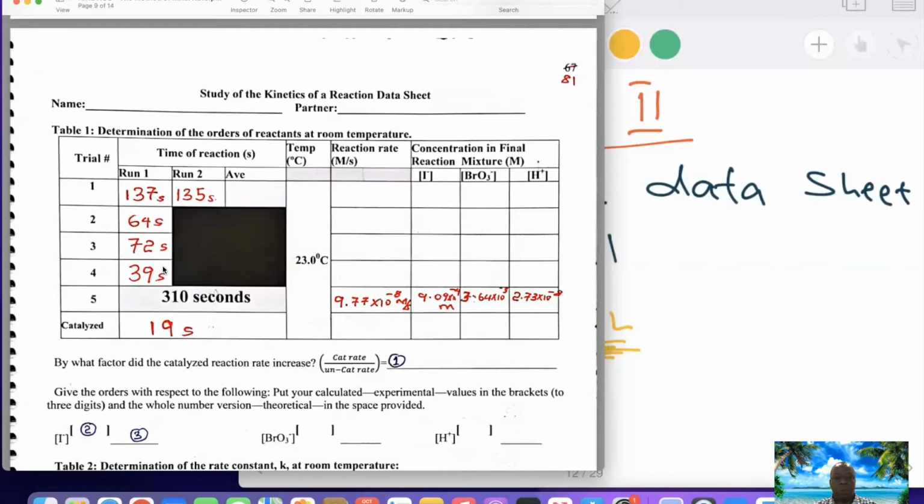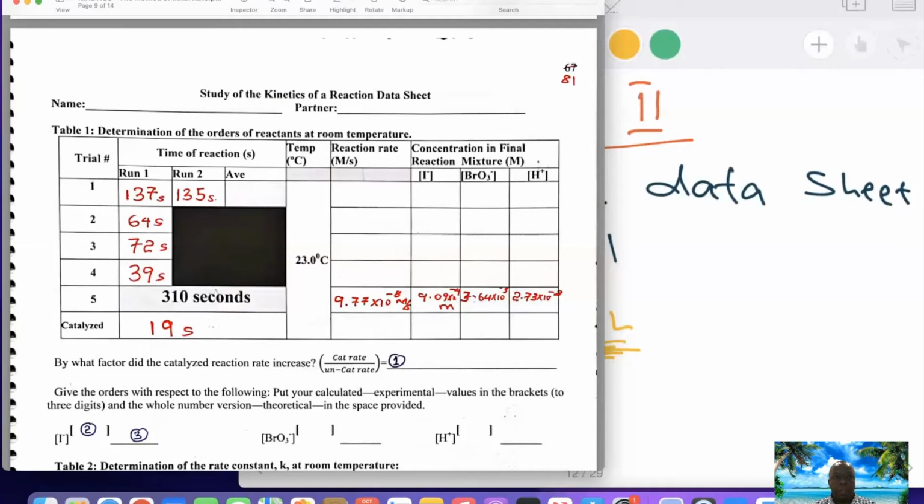The times are based on the appearance of the color in the solution when you mixed the reagents. Here, in trial 1, you have to do two runs, all right? In the first run it took 137 seconds, run 2, 135 seconds. You have to find the average: time for run 1 plus time for run 2, and please show your work, okay? I don't want you to just put the value here. You should have a space for calculation.